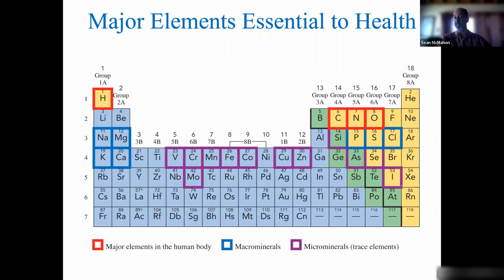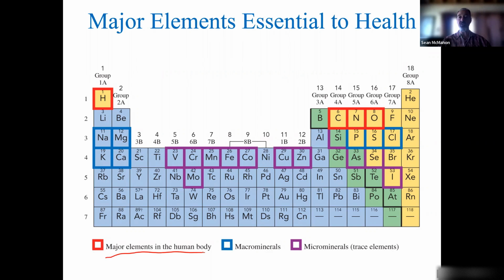So since we're talking about elements, and a lot of times when we think about health, there are essential vitamins, but there's also essential minerals. And those are basically elements, right? So we have major elements in the human body.